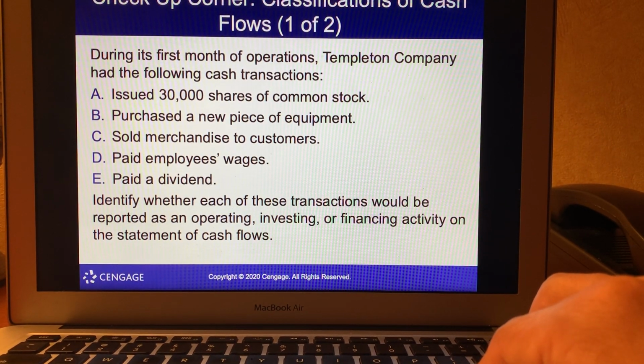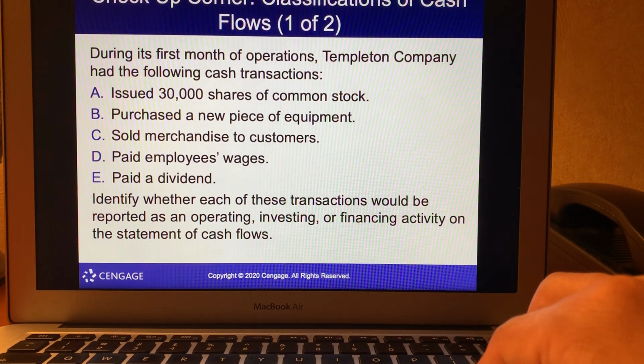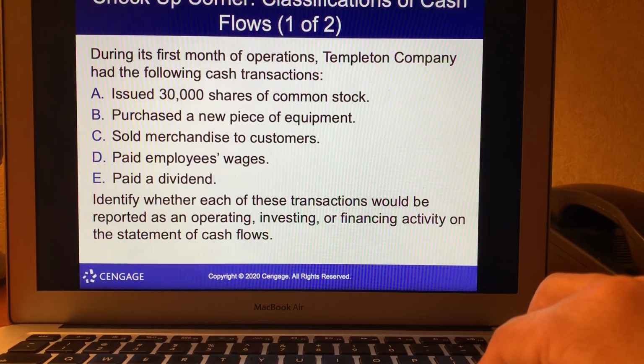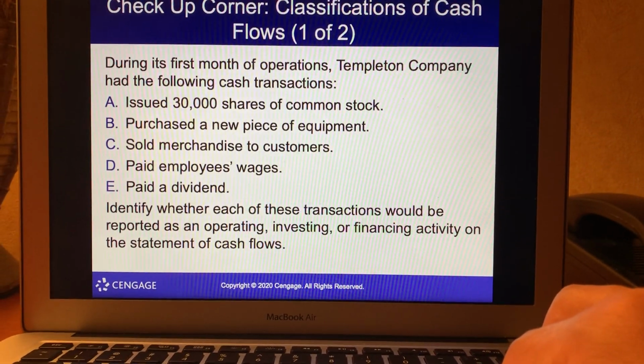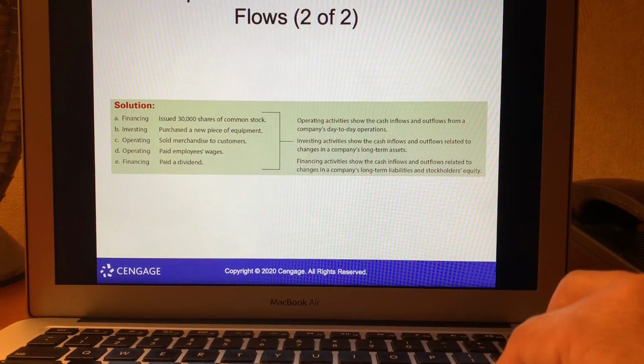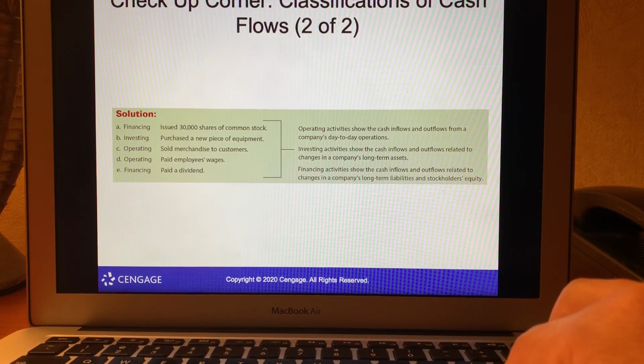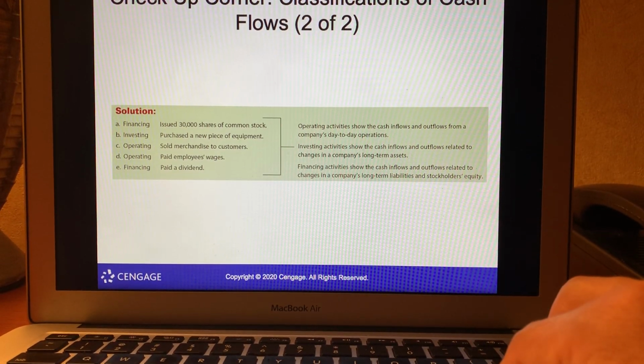So here's a checkup. We're going to issue some common stock, or we're going to purchase new equipment. We're going to sell merchandise, pay employee wages, and pay dividends. So let's take a look at this. Here are the activities. First one is going to be investing. Second one, financing, investing, operating, and then financing. So we're asked to classify those activities.